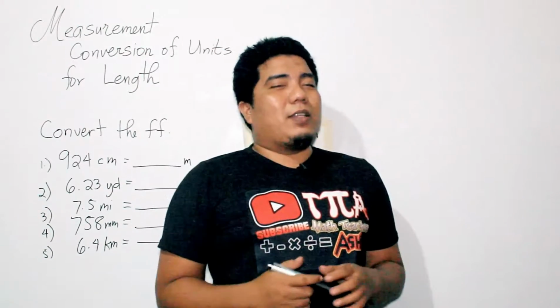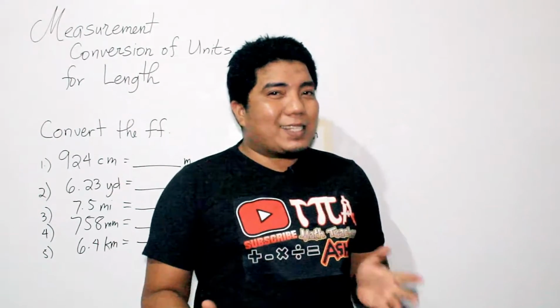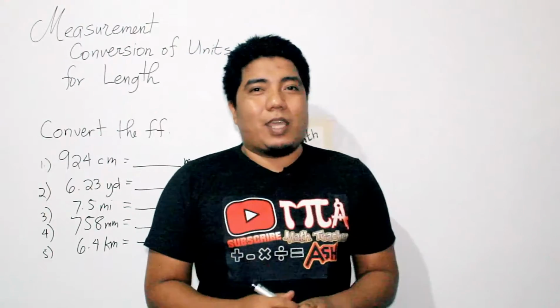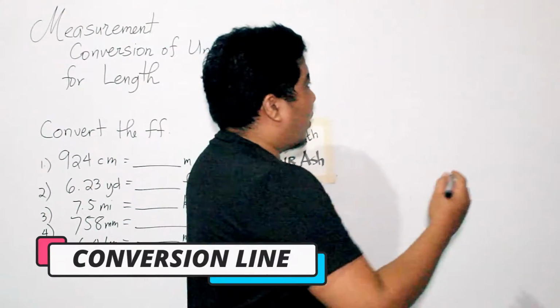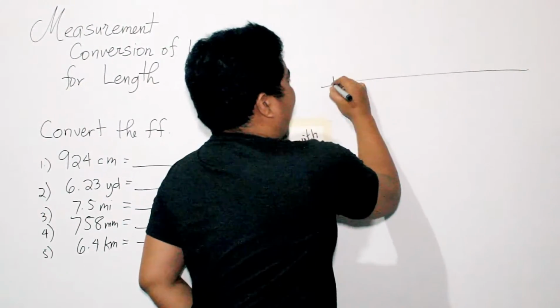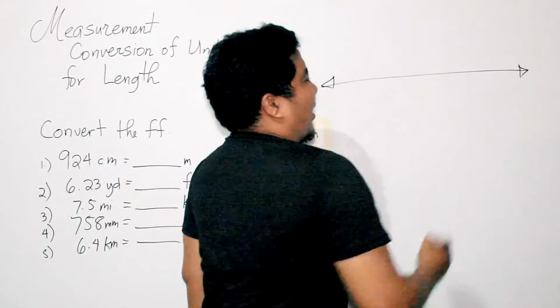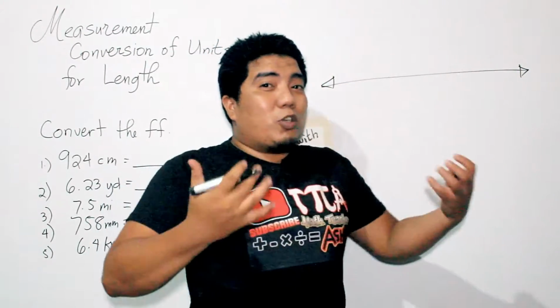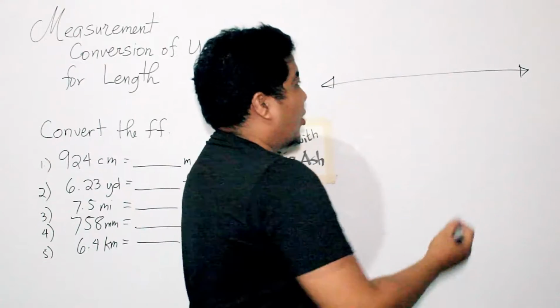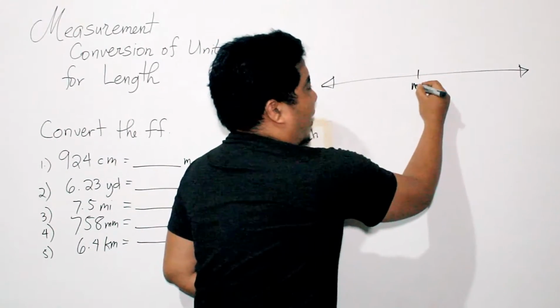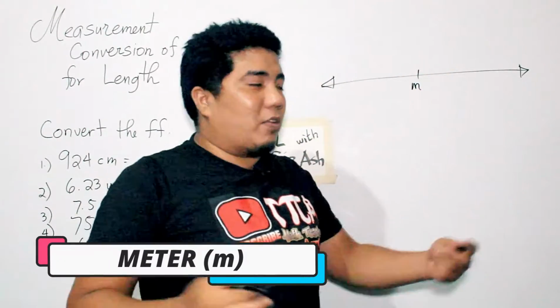If we are dealing with the metric system, then we can use the conversion line. What is this conversion line? The conversion line is a line with the units of measurement. The base unit of that one is the meter for length.